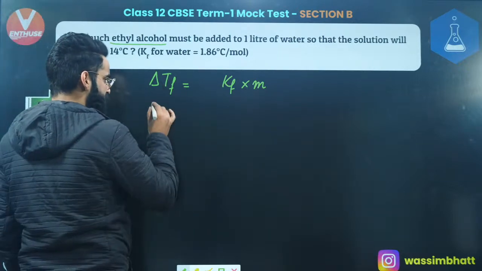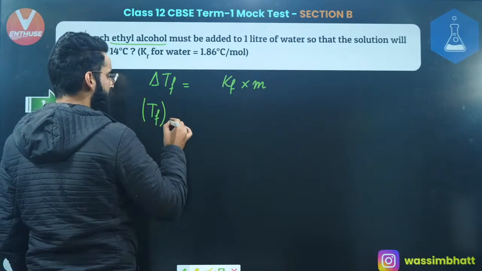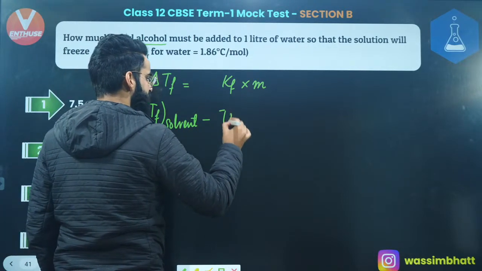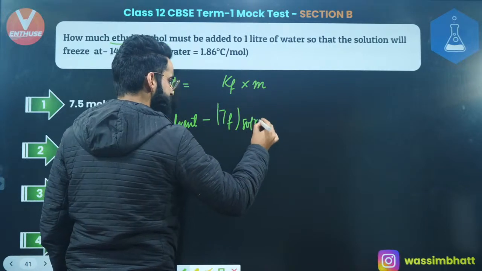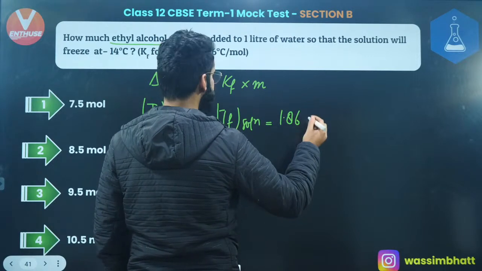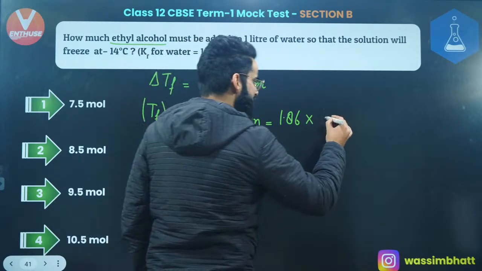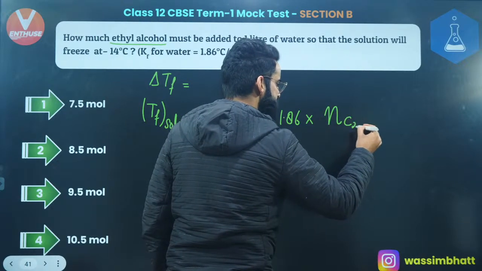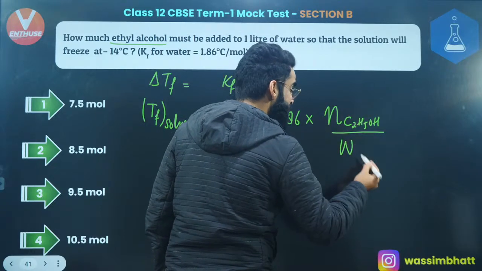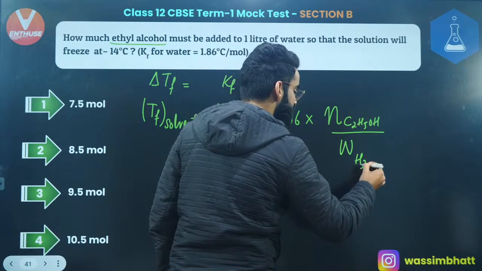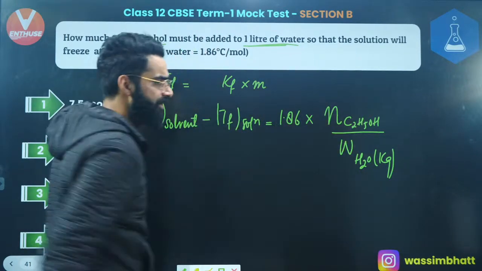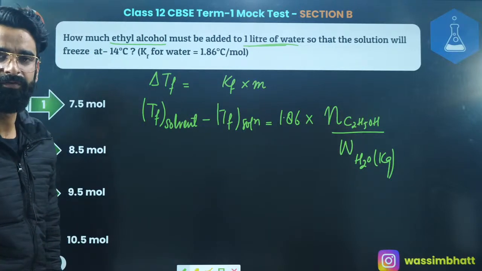Delta Tf, depression in freezing point, isn't it going to be freezing point of solvent minus the freezing point of solution? This is what we call depression in freezing point, is equal to Kf. Kf for solvent is given to me as 1.86 multiplied by molality. Molality means number of moles of solute, solute is your ethyl alcohol, C2H5OH, right? Number of moles of solute divided by mass of solvent in kilograms. Mass of solvent means mass of water in kilograms. Correct? Have a look. I'm given the volume of water as 1 liter.